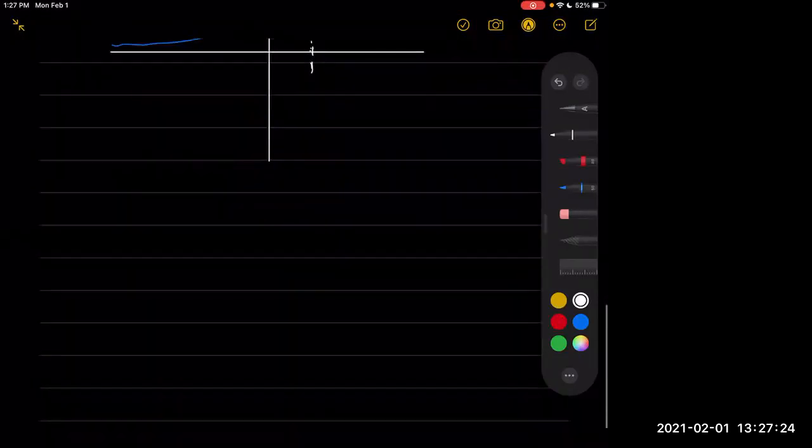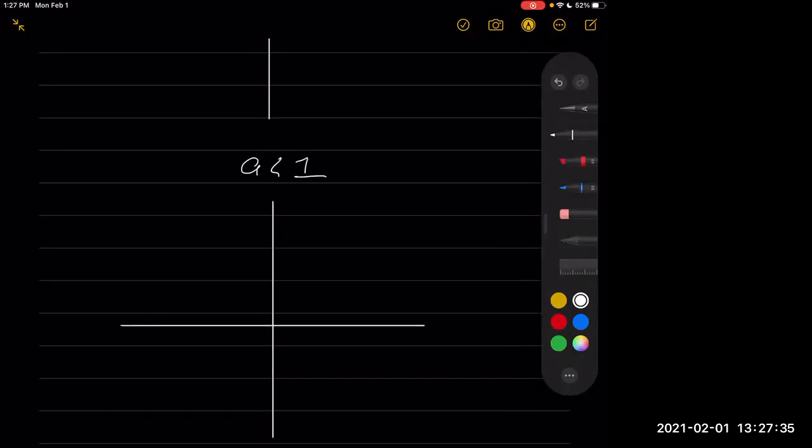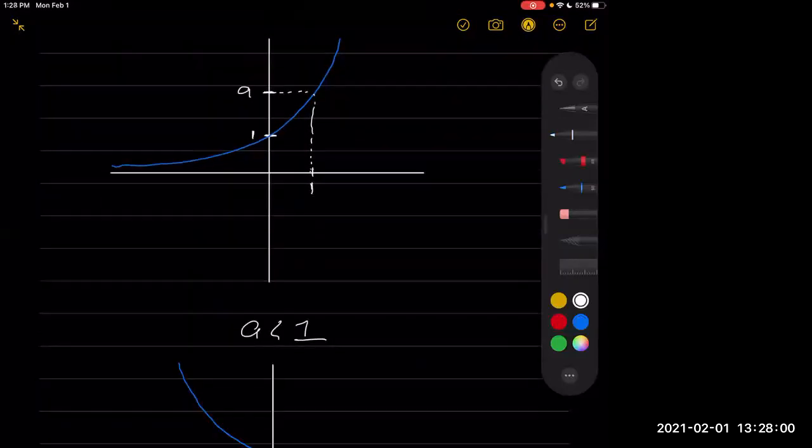And then if we have a less than 1, this will look like, so again, we'll have our 1 and our 1. And then our graph, it's kind of a reverse image of the other one. So here's our a. See, it's less than 1. So they're the same image pretty much, except they are flipped around the y-axis.